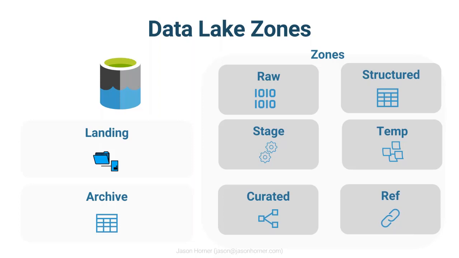It could be a Windows file share. I've seen both of those things being used. It could be an NFS mount point. It could be an Amazon S3 bucket. But the idea is that they're able to control their process to dump the data out into this landing zone.